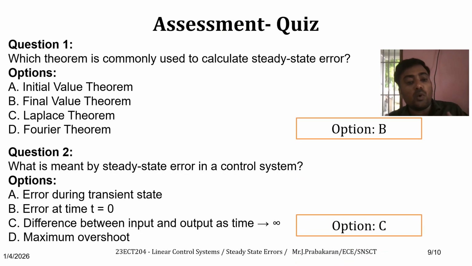Second quiz is: what is meant by steady state error in a control system? First option is error during transient state. Second option is error at time t equal to 0, third option is difference between input and output as time tends to infinity, and fourth option is maximum overshoot. Which one is correct? Yes, option C is correct. Difference between input and output as time tends to infinity.